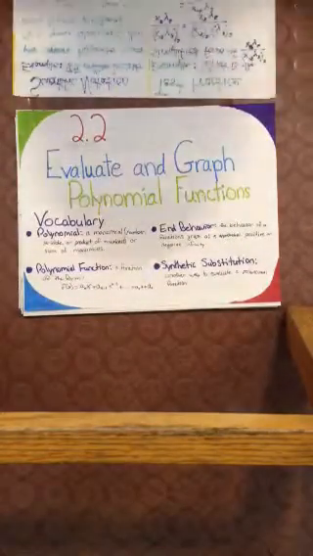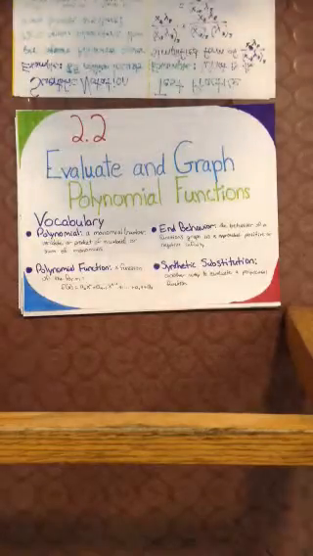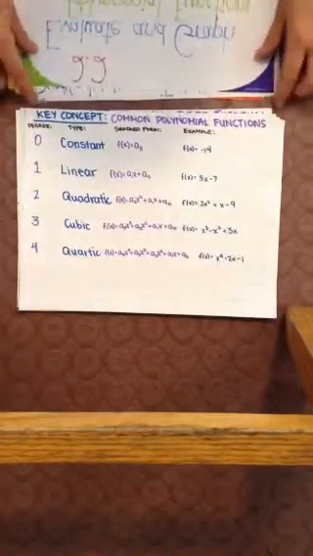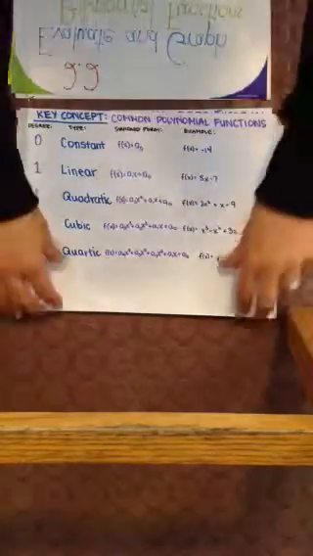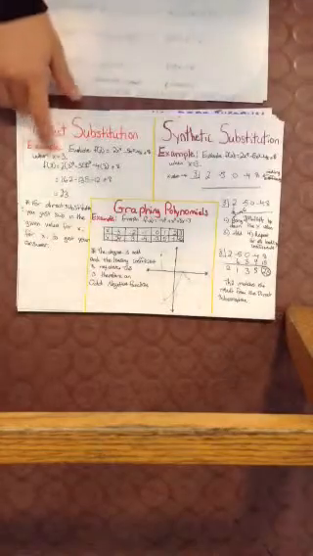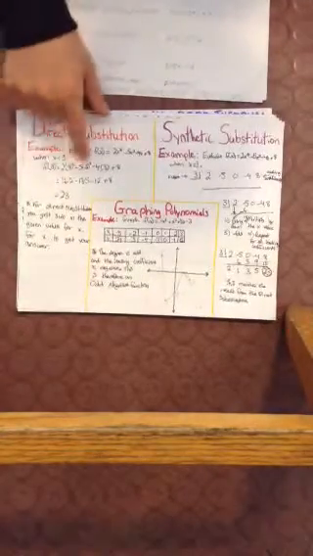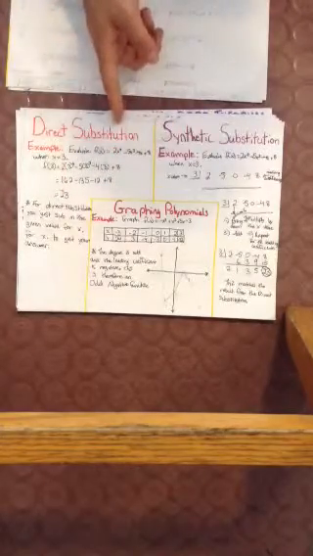2.2, Evaluate and graph polynomial functions. Vocabulary is listed. This is pretty much the major key concepts for the lesson. Direct substitution, which, as listed, you pretty much take the listed x value and plug it in for x directly and end up with 23 for this equation.